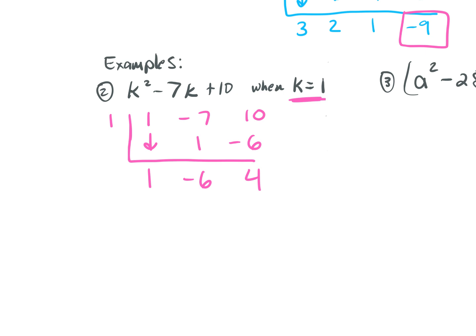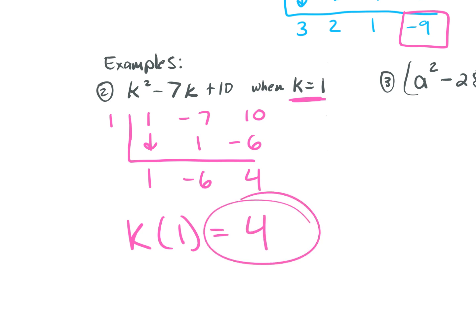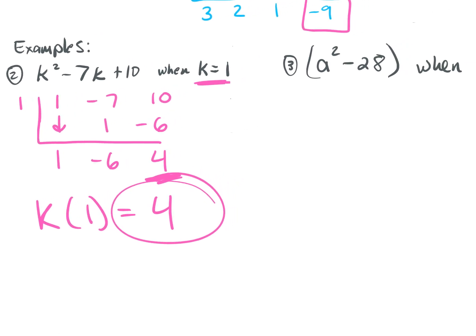4. Awesome. Technically this would be written as k of 1 is equal to 4. Our answer is 4. So whatever the remainder is, that's your answer. If you're evaluating when your variable is a certain number, your answer is just the number. If it said divide, you'd want the k minus 6 remainder 4. But here we're just evaluating.